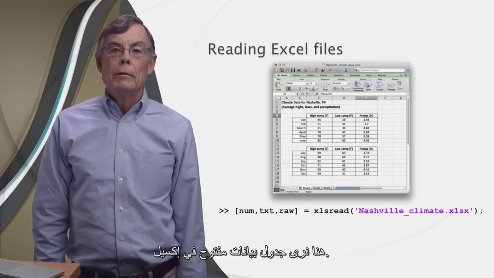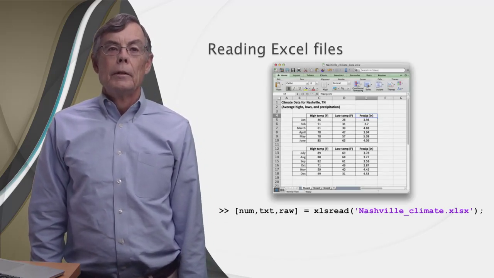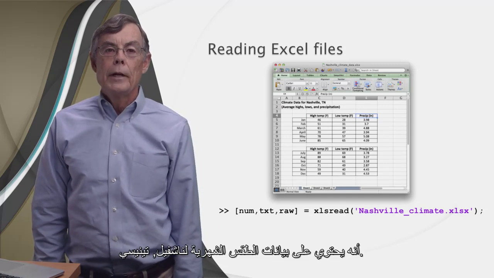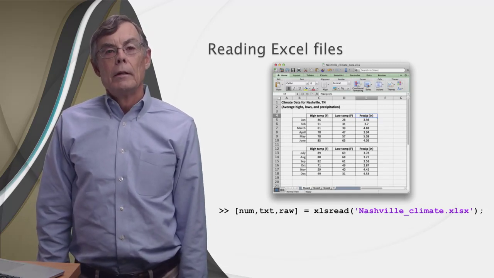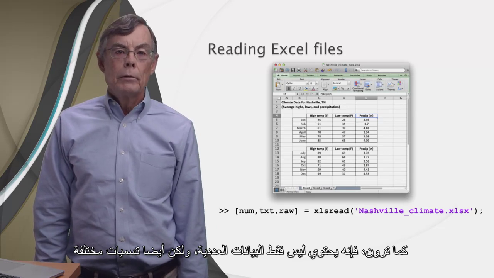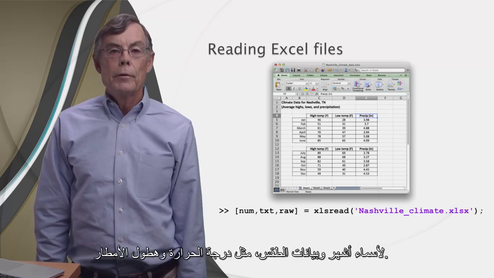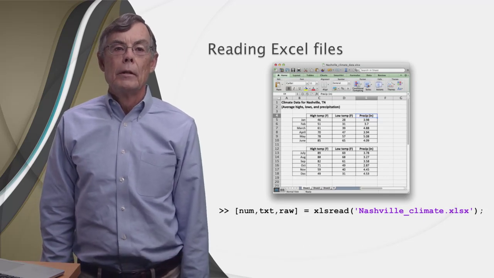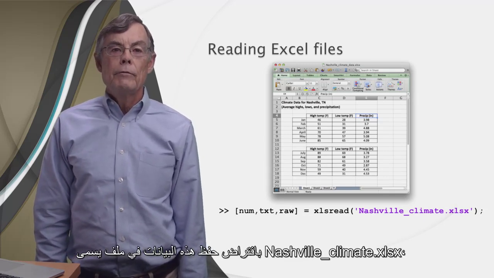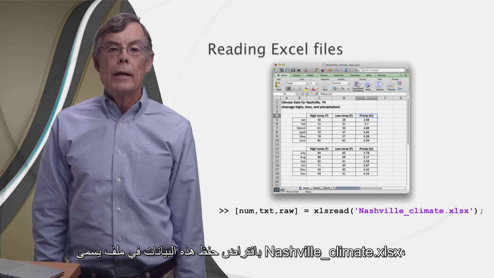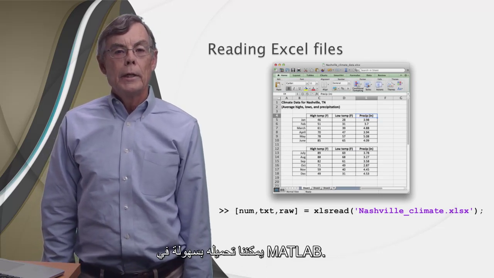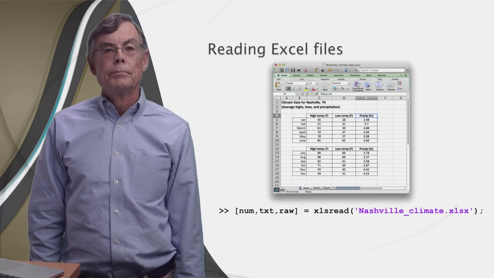Here we see a spreadsheet open in Excel. It contains monthly weather data for Nashville, Tennessee. As you can see, it contains not only numerical data, but also various labels for month names and weather data such as temperature and precipitation. Assuming this data is saved in a file called nashvilleclimate.xlsx, we can easily load it into MATLAB.